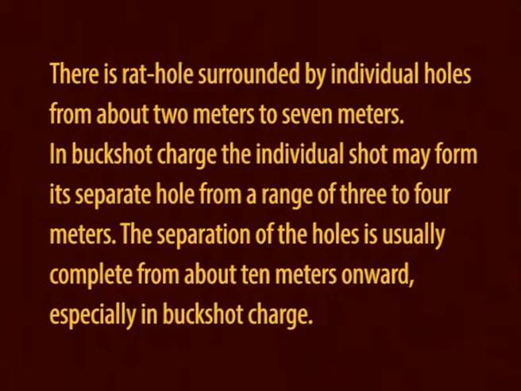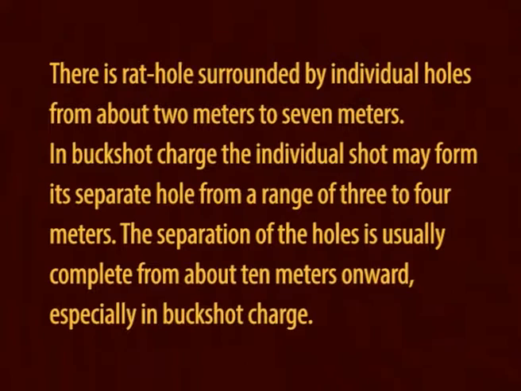Generally, in a standard shotgun, the whole charge enters the body and masks up to a range of about 2 meters, forming a rat hole varying in diameter from about 2 centimeters to about 6 centimeters, depending mainly upon the distance between the muzzle and the target, the construction, that is the choke of the muzzle, and the size of the pellet charge. There is a rat hole surrounded by individual holes from about 2 meters to 7 meters.